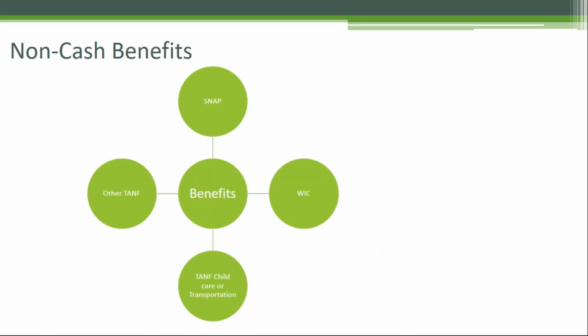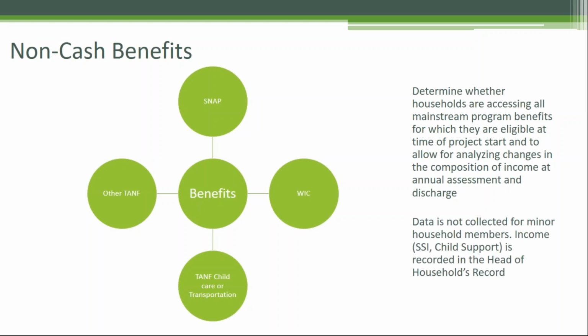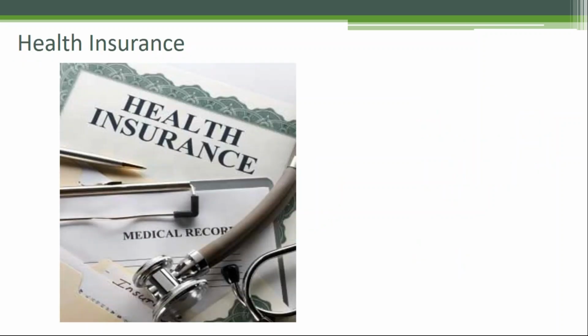Non-cash benefits, things like SNAP, WIC, or TANF, are collected to determine whether households are accessing all mainstream program benefits for which they are eligible at the time of project start, and to, again, allow for analyzing the changes at annual assessment and discharge. Again, this data is not collected for minor household members.